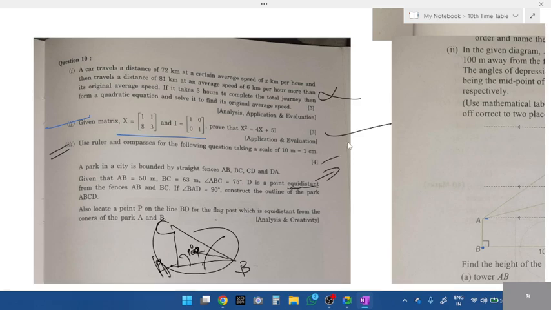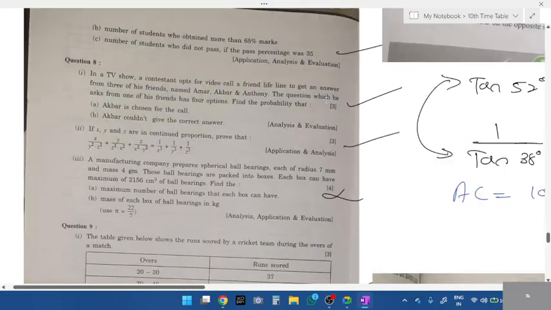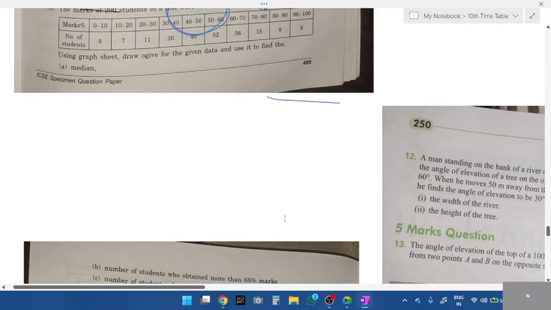So one locus question is given. See, even in locus and construction, they usually merge the questions. For the board exam, they merge both locus and construction questions. Fine. In the evening we'll solve that. Log in at 6:15 today. We'll solve the previous year question.